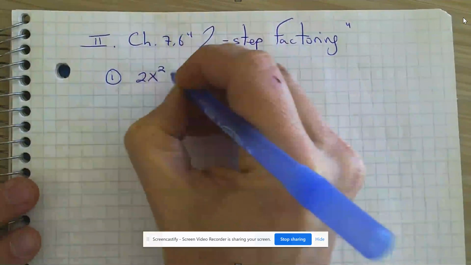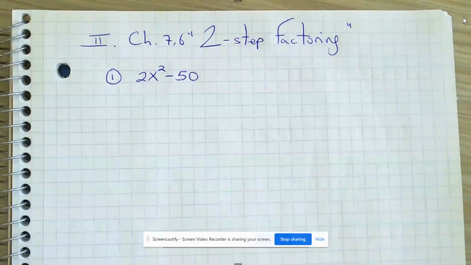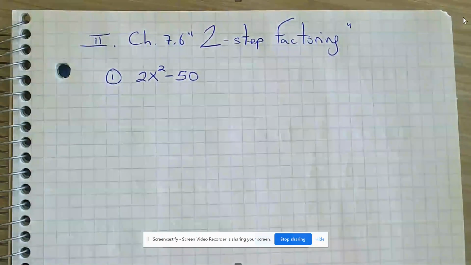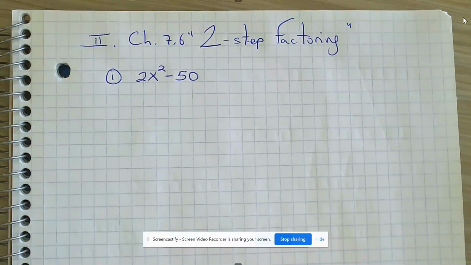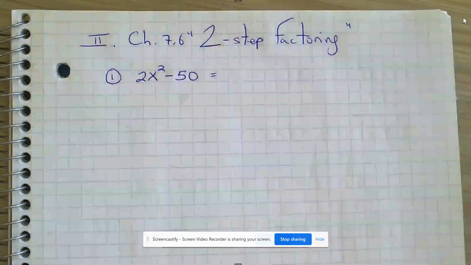Okay, two-step factoring means this. I'm going to give you an expression such as 2x squared minus 50. Is that a binomial or trinomial? How many terms does that have? It has 2, right? So is it a binomial or trinomial? That's a binomial. So I'm going to give you a binomial, and I want you to factor it, except that you're going to have to do this in 2 steps.